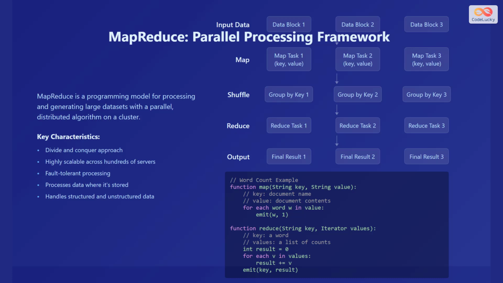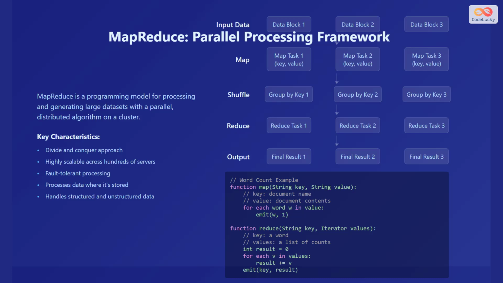MapReduce is a programming model for processing and generating large datasets with a parallel, distributed algorithm on a cluster. Its key characteristics include a divide-and-conquer approach, high scalability across hundreds of servers, fault-tolerant processing, processing data where it's stored, and handling structured and unstructured data.